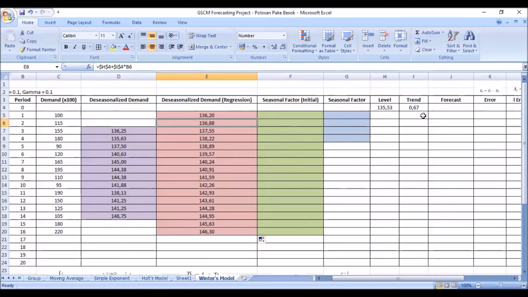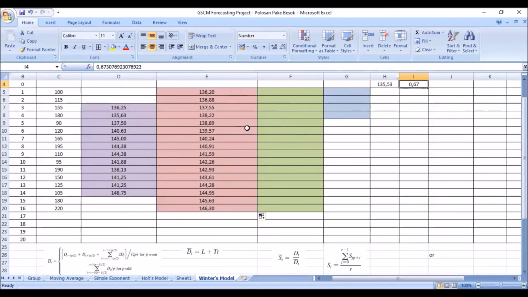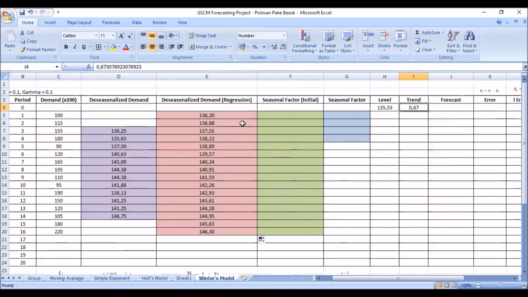After that, we're also going to start finding the seasonal factors, especially the initial seasonal factors. And a bit of a reminder that this initial level and trend will also be used later on for the level and trend and forecast too, which is quite complicated, but it will be explained later on.